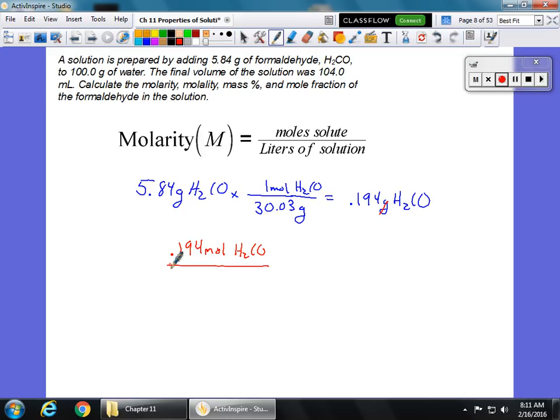Well, what did we know? It told us that the final solution had a volume of 104 milliliters, right? But we don't want moles per milliliter, we want moles per liter. So we're going to have to convert that into liters, and there's 1,000 milliliters in every 1 liter. Okay, so we're going to wind up with moles over liters. You do the math, it's 1.87 molar. And we give it a capital M. The symbol of molarity is capital M.